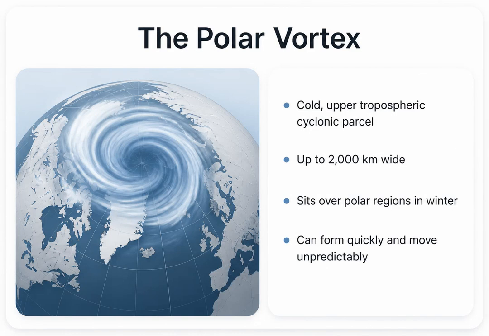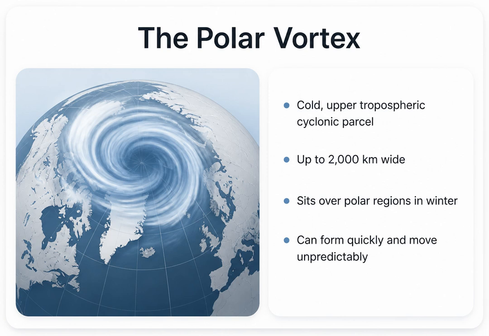This brings us to the polar vortex. The polar vortex is a massive, cold, cyclonic parcel of air in the upper troposphere that can stretch up to 2,000 kilometers wide. It sits over the polar regions primarily during winter. Unlike seasonal cyclones, polar cyclones can form at any time, sometimes in less than 24 hours, and their movements are notoriously difficult to predict.